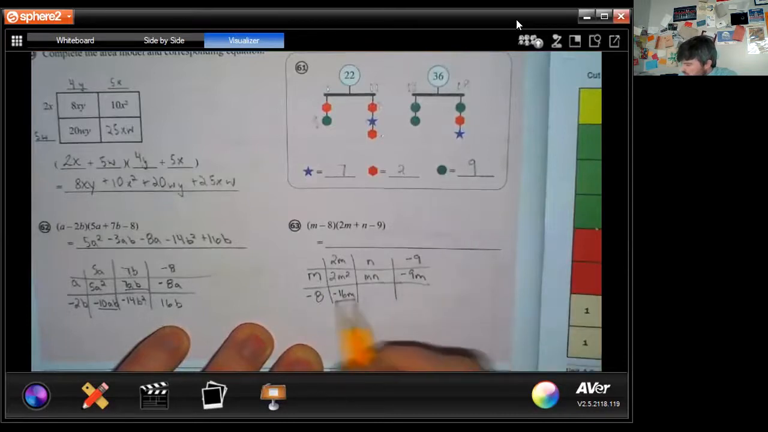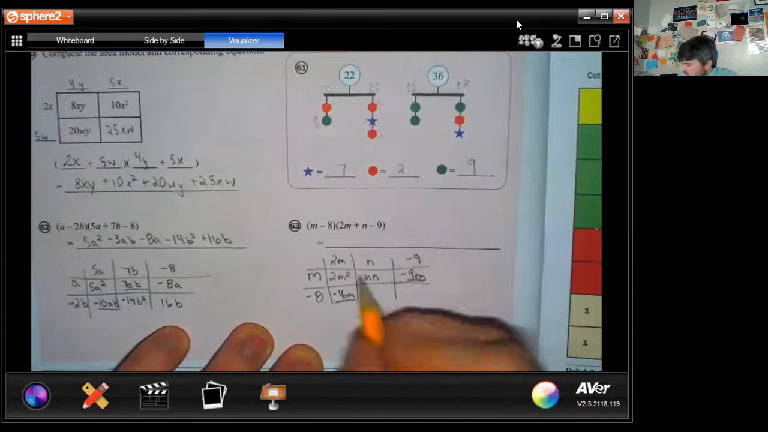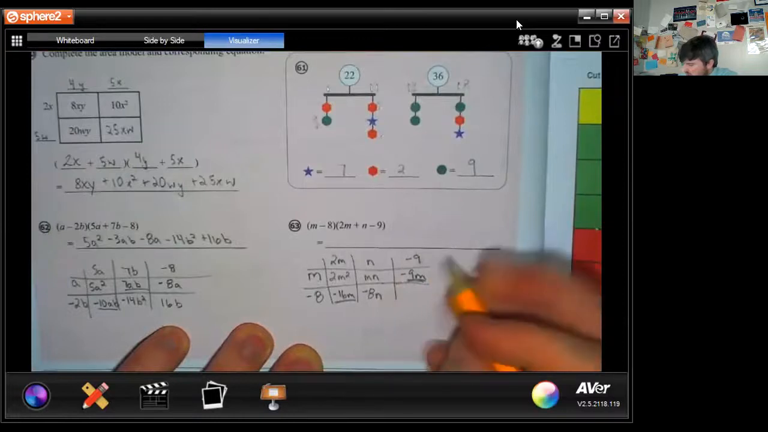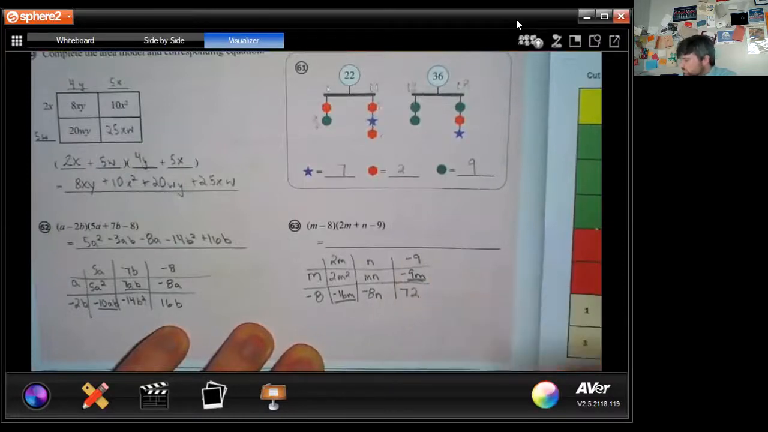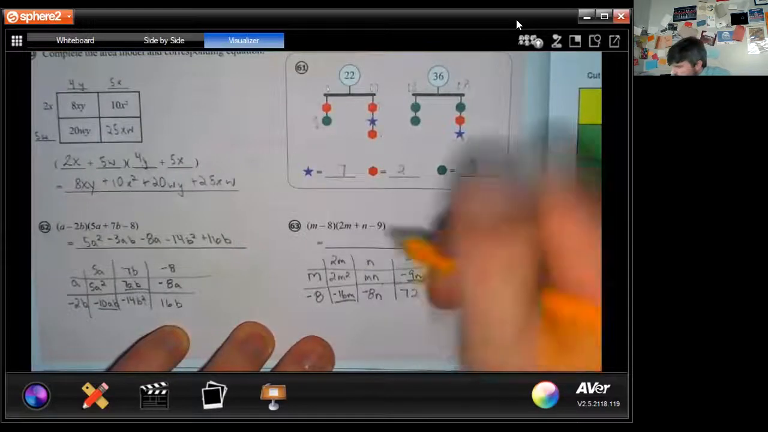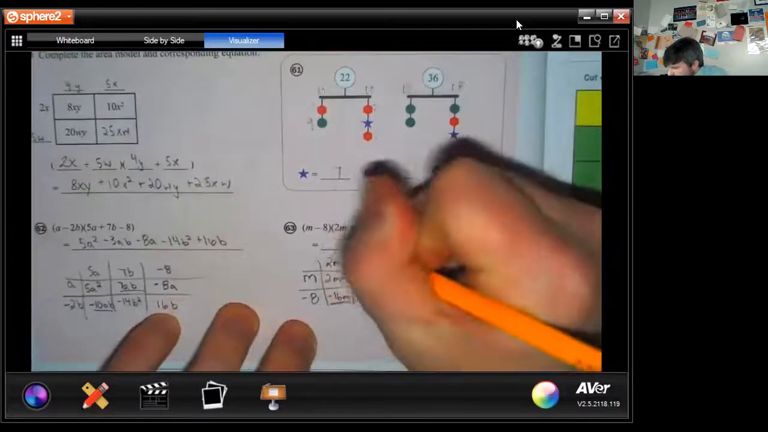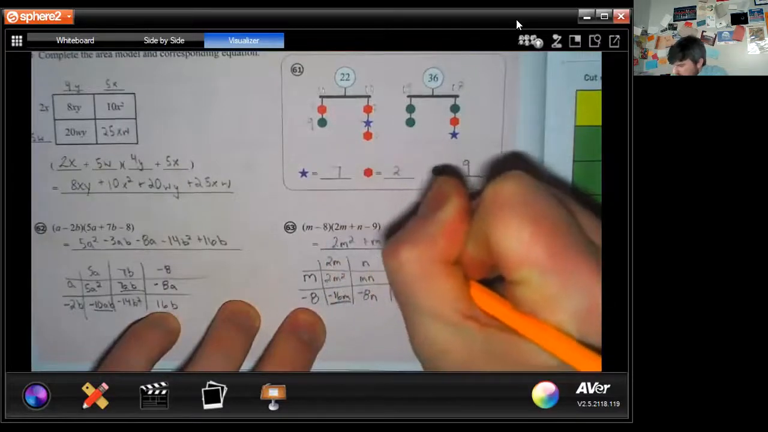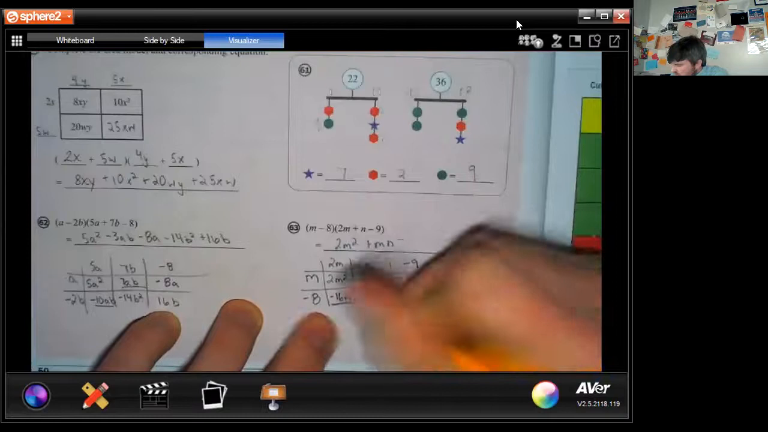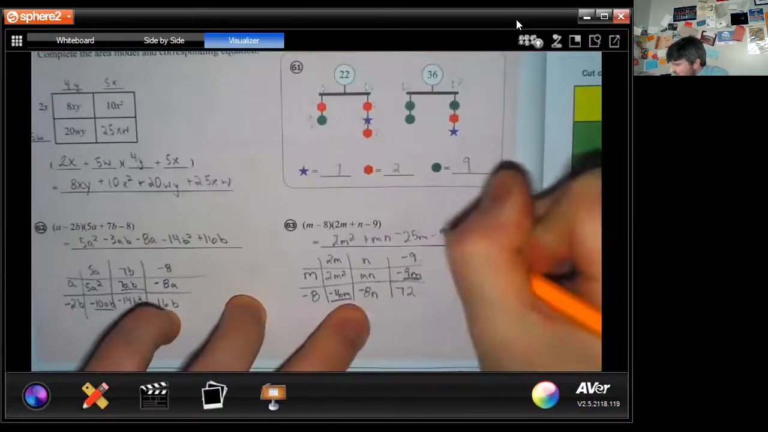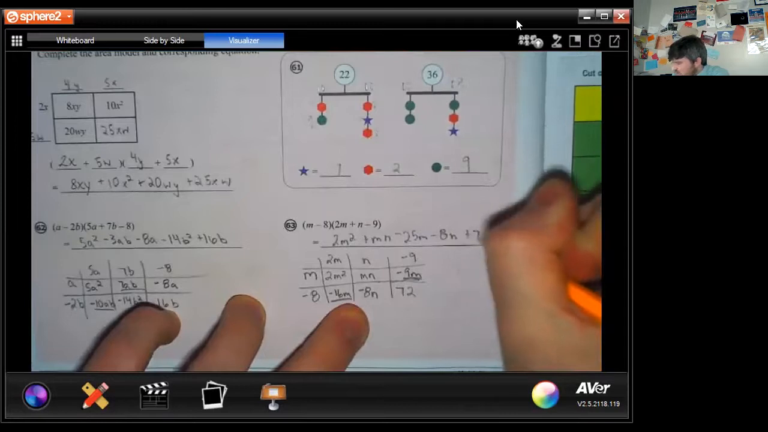Okay, like terms there and there. Negative 8 times n would be negative 8n. And negative 8 times negative 9 would be 72. So it looks like I only have the two like terms. So I have 2m squared plus mn, negative 9 plus negative 16 is negative 25m, minus 8n plus 72.